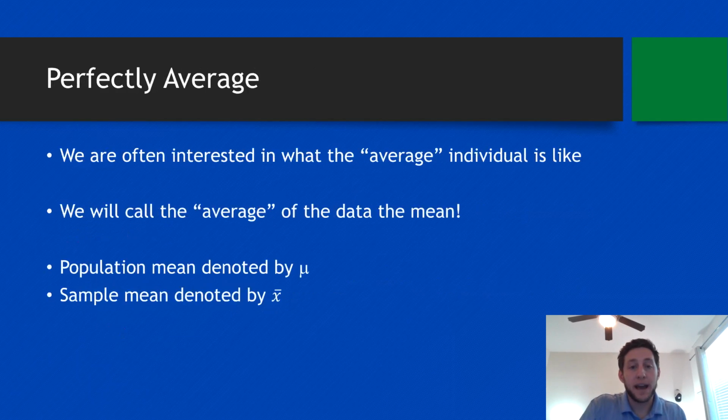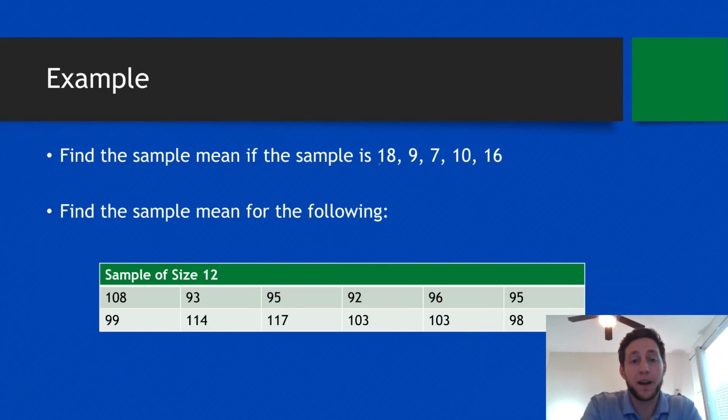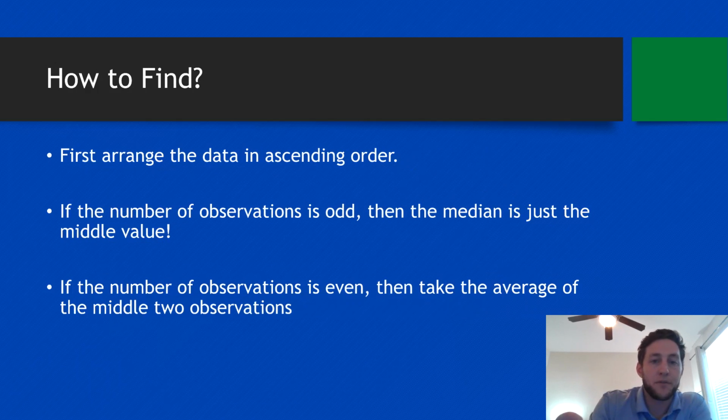So I might give you the data in kind of a mixed up order as I did here. Your first task is to arrange it in ascending order. 7, 9, let's say 10, 16, and 18. I'll keep coming back to this. So first step, done. Arrange it in ascending order.